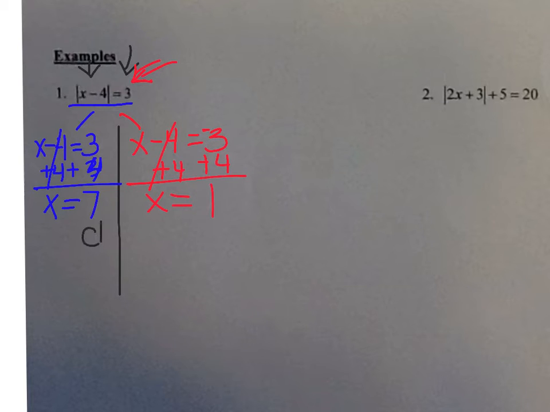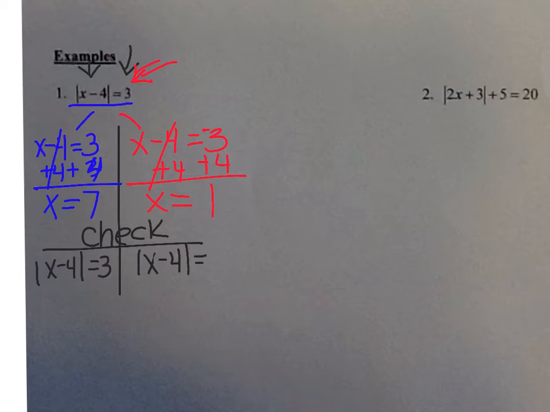All right, now you do have to check. So write down the original problem. The absolute value of x minus 4 equals 3. Write it on both sides. Remember, look what I wrote, positive 3. I'm always checking the original. Okay, now we're going to substitute each one in and solve it.